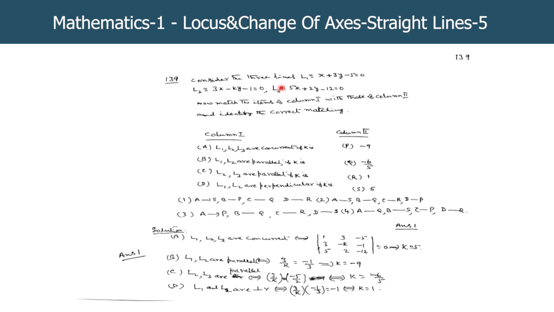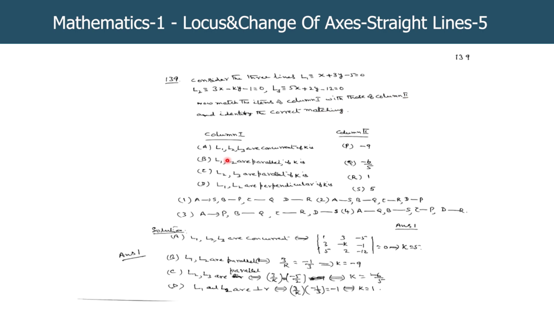Now, you consider the three lines. L1 is x plus 3y minus 5 equal to 0. L2 is 3x minus ky minus 1 equal to 0. L3 is 5x plus 2y minus 12 equal to 0. Now match the items of column 1 with those of column 2 and identify the correct matching.